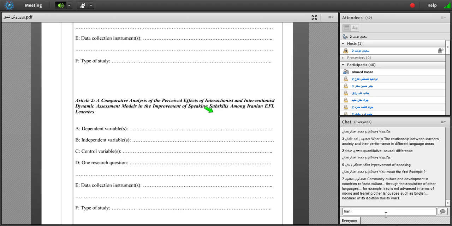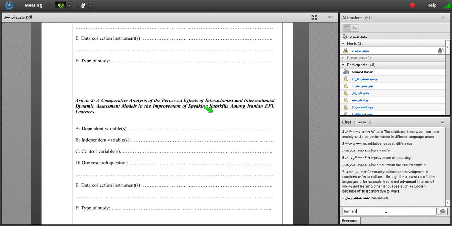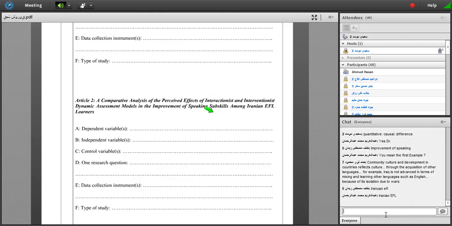Thank you very much for the good information. Thank you. So, Iranian EFL learners, this is considered a control variable. Now, can you write the research question for this one?